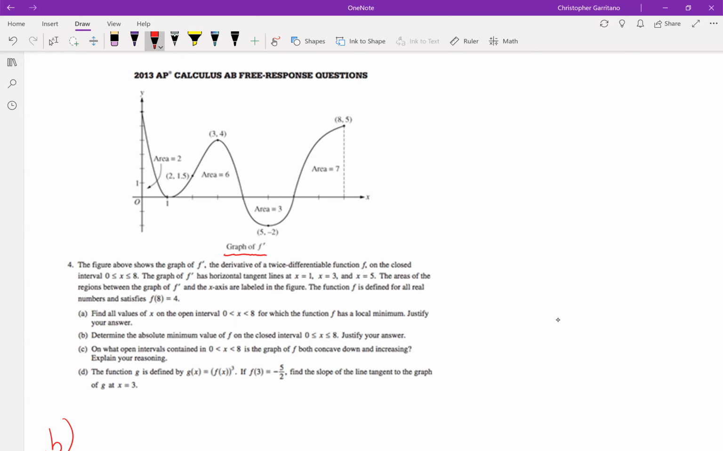Okay, so if they say, what is f of 3? The answer is not 4. This coordinate is f prime of 3, which is 4. All right, so we have to really pay attention to that.